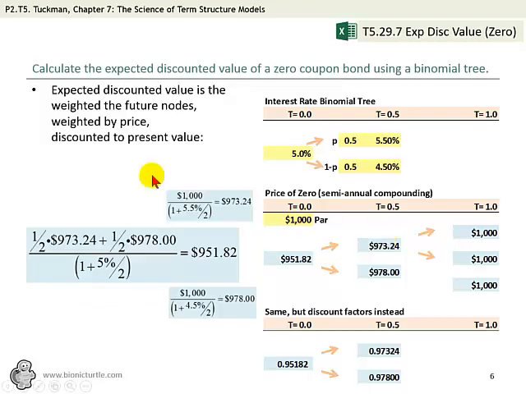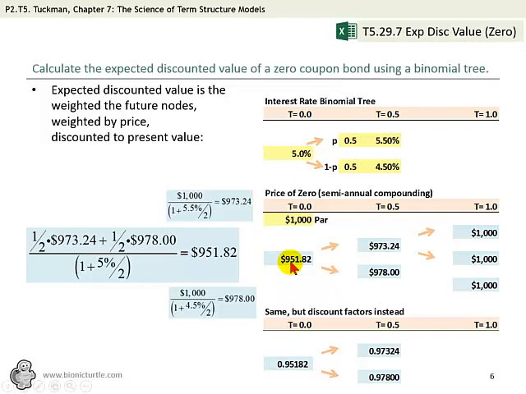Okay, so the aim, and what Tuckman describes, is to calculate the expected discounted value of a 0 coupon bond using a binomial tree. And this is a simple 0 coupon bond that happens to have a maturity of only 1 year. So we're only 1 year out. That means we only really need a 2-step binomial. So it's just a way to keep it simple. We've already got our previous assumptions. And the expected discounted value here is $951.82. And here's the same, just using discount factors instead.